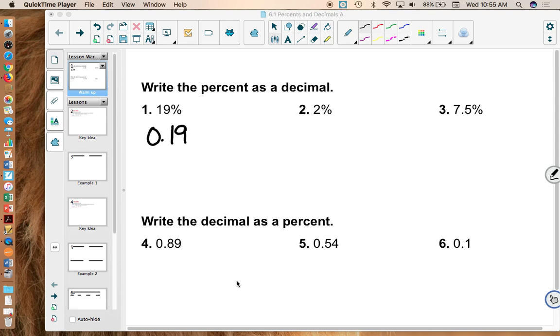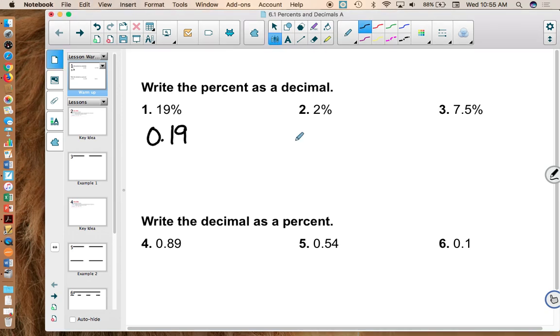Converting between decimals and percent. So number 2, somebody tell me, how do I write 2% as a decimal? John? 0 and 2 hundredths. Good. Or 0.02. Good.